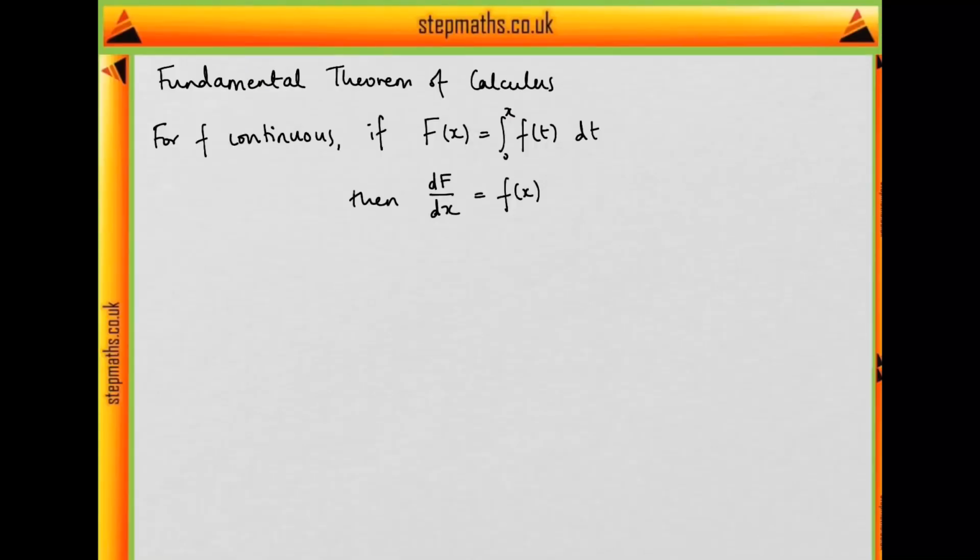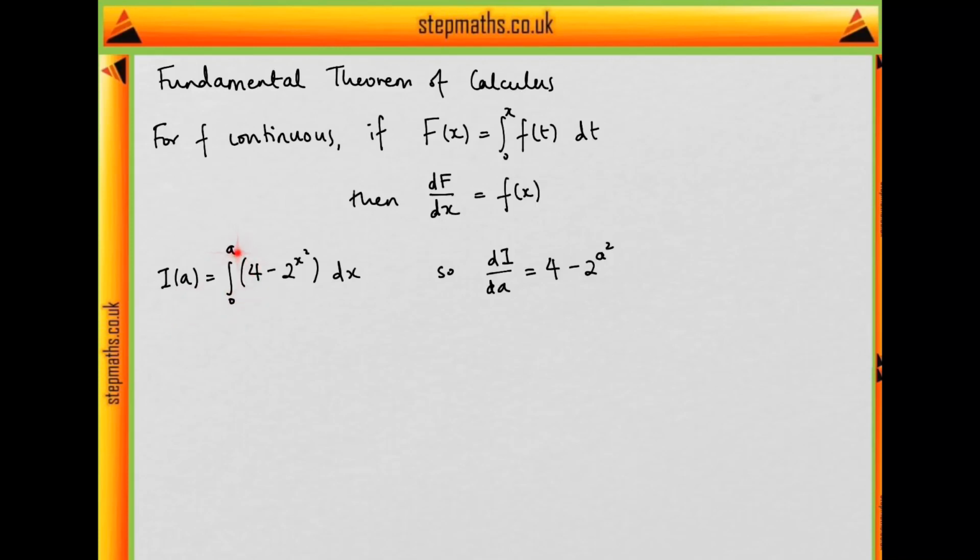Now, one way you can check your answer to this question is with the fundamental theorem of calculus. So this isn't something that you would be expected to know from school, but it's quite useful for checking this question, and basically says that if you have a function which is the integral of a continuous function, then the derivative is just the thing that's inside your integral. So for our question, I of a was equal to the integral up to a of 4 minus 2 to the power of x squared. So its derivative with respect to a would just be 4 minus 2 to the power of a squared.